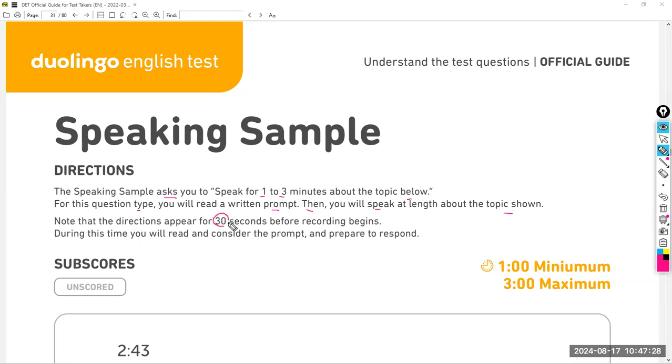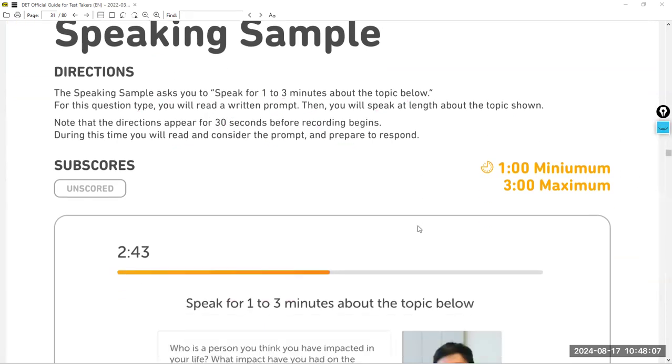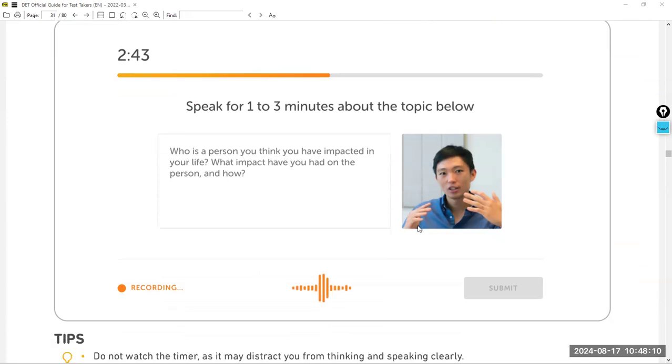So notice, guys, in the writing sample, you have 30 seconds to be ready before writing, and in the speaking sample, you have 30 seconds to be ready again before speaking. So this 30 seconds is extremely important because you have to decide the tense, the grammar, the vocab, and you have to write the keywords just to speak about, before recording begins. During this time, you will read and consider one prompt. Then you have to be ready to speak about the prompt that is going to be shown, like this page.